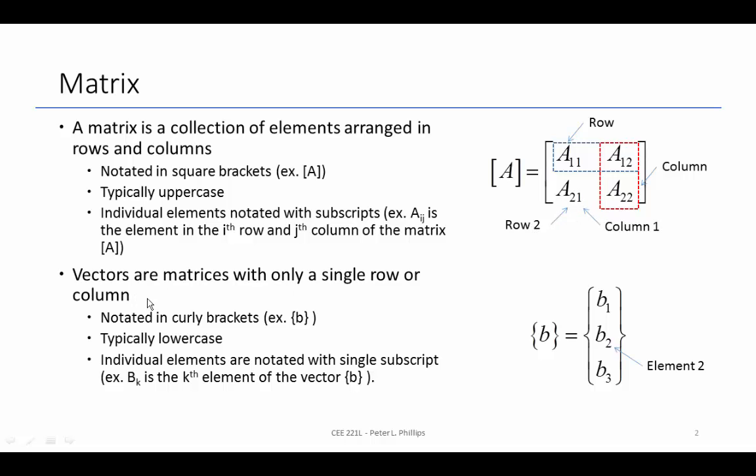Vectors are just a matrix that only has a single row or column, and most people might have more familiarity with a vector than a matrix just beginning. But they are notated in curly brackets and are typically lowercase. So you may see a vector in a class like statics or dynamics where it represents a position or an acceleration in 3 space, x, y, and z. So b might have a component in the x direction of b1, and in the y direction b2, and in the z direction b3. But a vector is just a simplified form of a matrix.